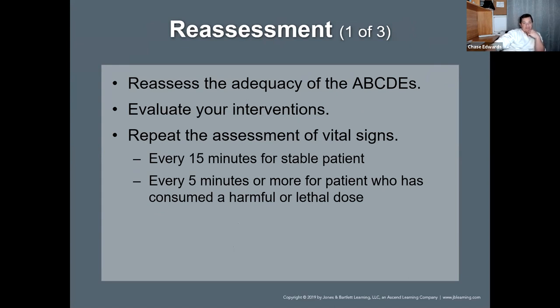So, reassessment. The condition of the patient exposed to poisons may change suddenly and without warning. So continually assess the patient for adequacy of the ABCDEs. Repeat the assessment of vital signs and compare it with the baseline set. Then evaluate the effectiveness of the interventions you provided. Repeat vital signs every 5 minutes or more often for a patient who has consumed a harmful or lethal dose, and every 15 minutes for a stable patient.